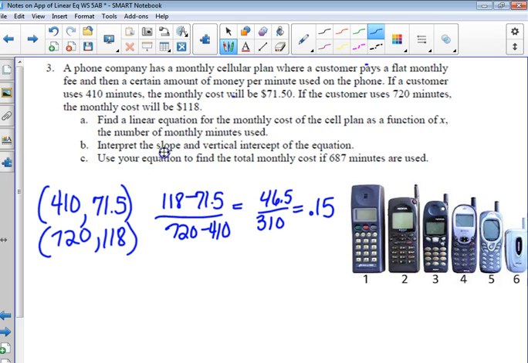What does that mean? Because it says here, interpret the slope for part B. The slope means what? $0.15 per minute. There we go. Because it is the change in Y per X, so it is the change in cost per minute. How are we going to find the rest of the equation then?